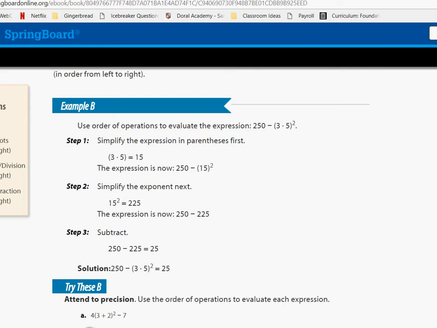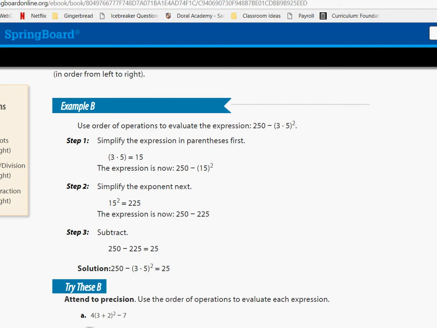250 minus 3 times 5 squared. So we have an exponent that's connected with the parentheses, but since parentheses is first, we'll do what's in the parentheses first. So 3 times 5 is 15. You can keep that in the parentheses, keep the exponent there, and just bring everything else down. 250 minus 15 squared. 15 squared is 225. So we get 250 minus 225. We did exponents next. No multiplication or division. The only thing left is subtraction. So we get 25 as our answer.